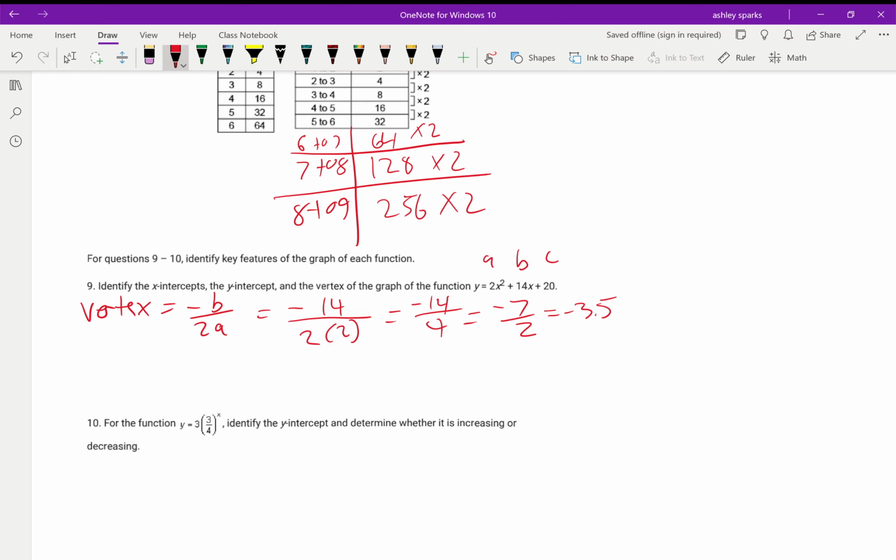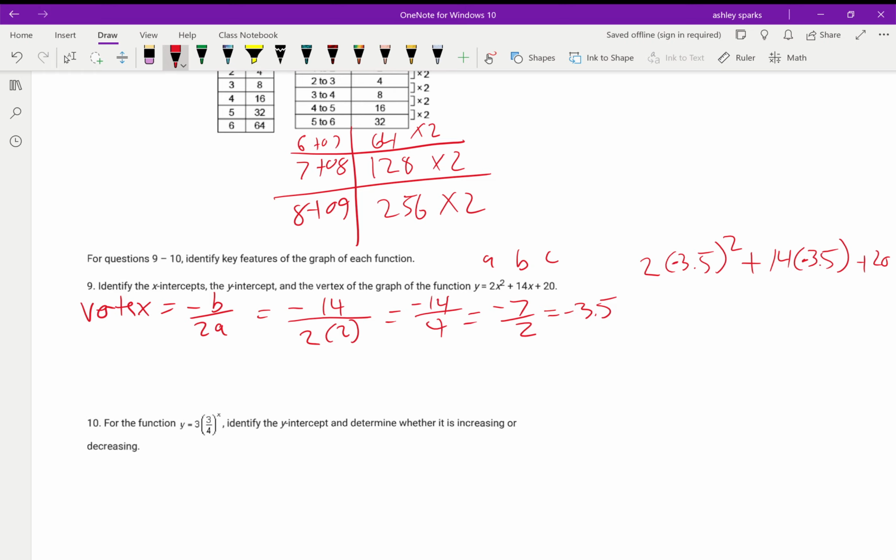From there, we want to plug in our negative 3.5. So we have 2 times negative 3.5 squared plus 14 times negative 3.5 plus 20. So you use that simple formula, and we're going to calculate out all of this. Be careful with your negatives. Make sure, I dropped it actually. You should keep your negatives in there with your 3.5.